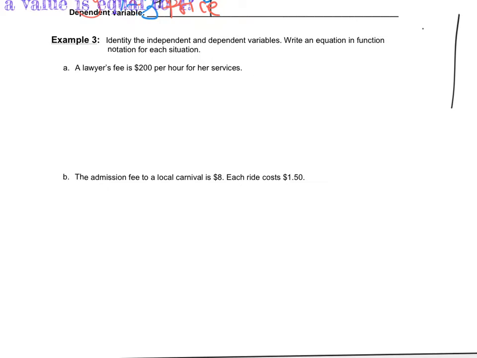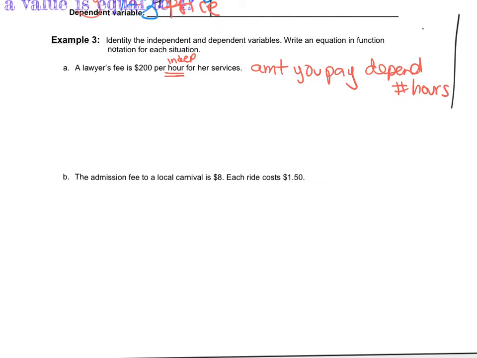This is asking you basically how much money you're going to pay. So you know that the amount of money you pay total will depend on how many hours you are asking for the lawyer's services. So the hours are the independent variable because that is what the money depends on.